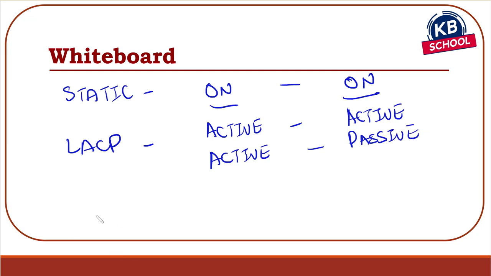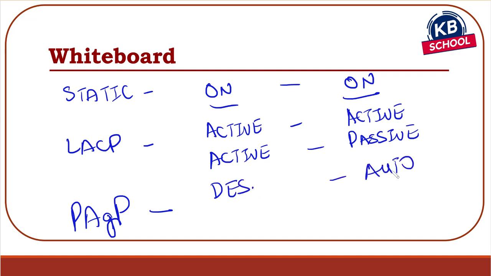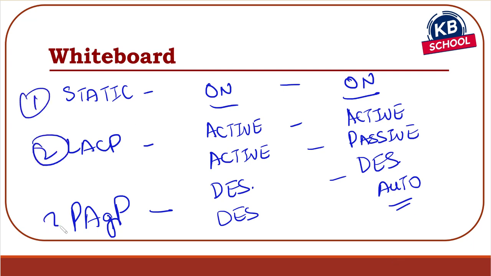In case of PAgP, which I really don't care about too much because it's almost out of the way, the commands are desirable and auto, or desirable and desirable. Actually, I should say desirable first, just like I did active first. So desirable and desirable, or desirable and auto. All right, so that's three different ways of setting up an ether channel. In this particular video series, we're just going to take a look at static and LACP. This one, as I said, is not that important. It's almost on its way out.